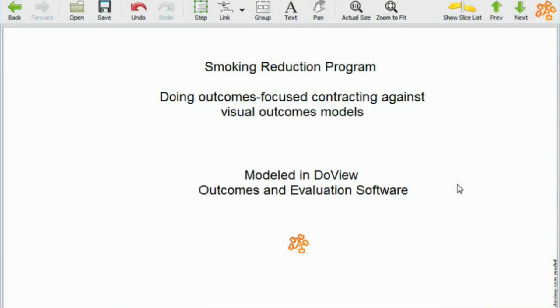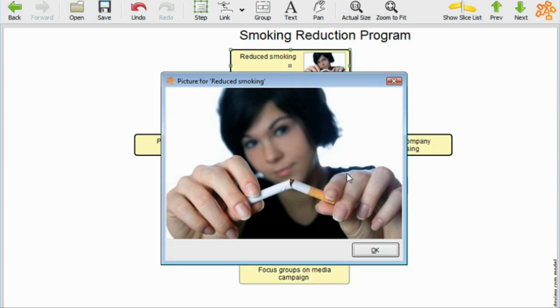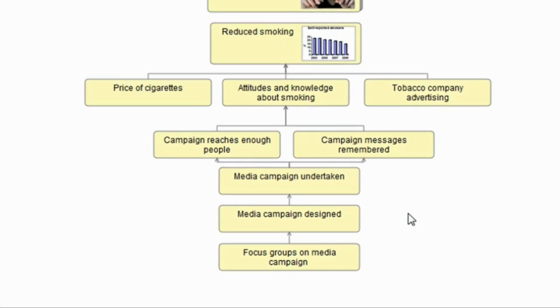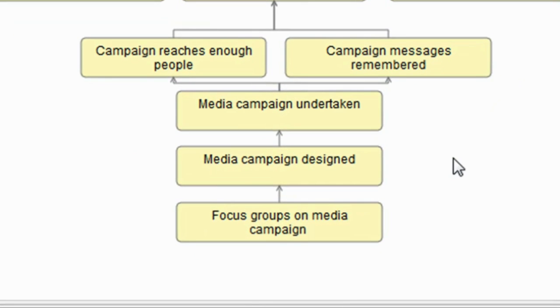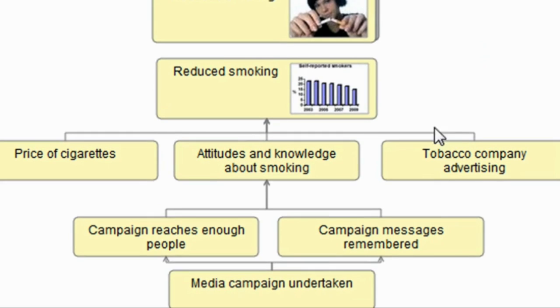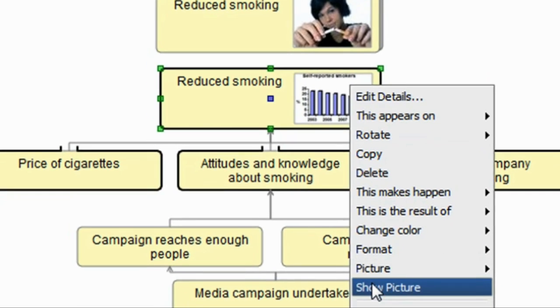And I'm going to show you an example here using DoView outcomes and evaluation software of how we can work around this issue with a visual model. So I'm moving here to a model within DoView, and this is of a smoking reduction campaign. As you can see, it starts off with focus groups on a media campaign, an activity of the program, and then it moves up to the media campaign designed, and then all the way up to the top of the model, which is all about the high-level outcome of reducing smoking.